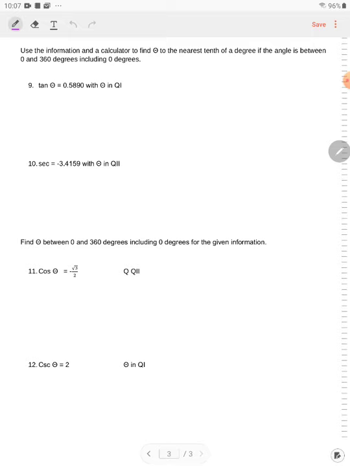Use the information and the calculator to find theta. So now we're finding the angle to the nearest tenth of a degree. So again, the first thing I like to do is think about it. We could draw a picture being in quadrant 1. So how do we do this? We're going to do theta is equal to tangent inverse of 0.5890. So being in quadrant 1, what we're looking for is this angle, which will also be equivalent to the reference angle.